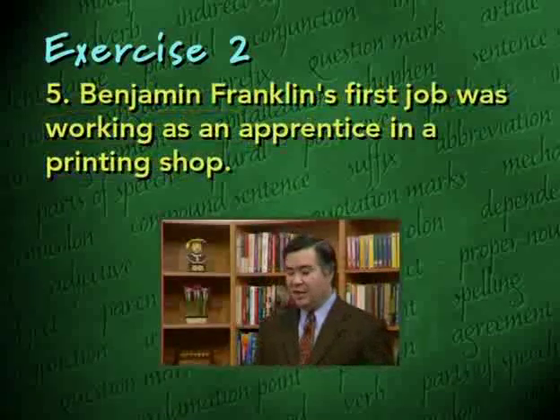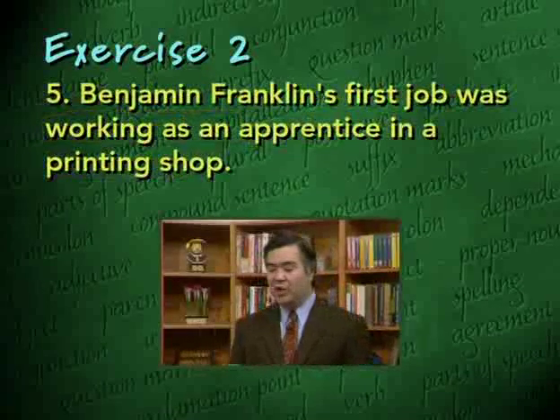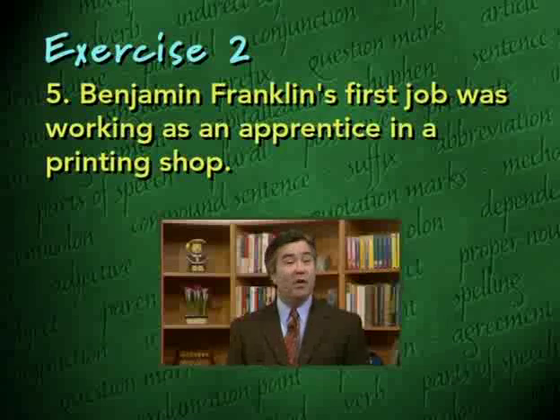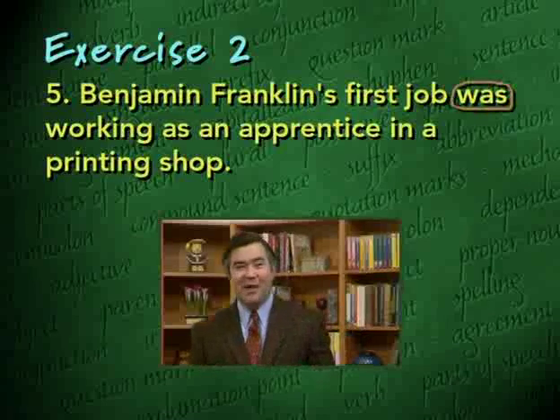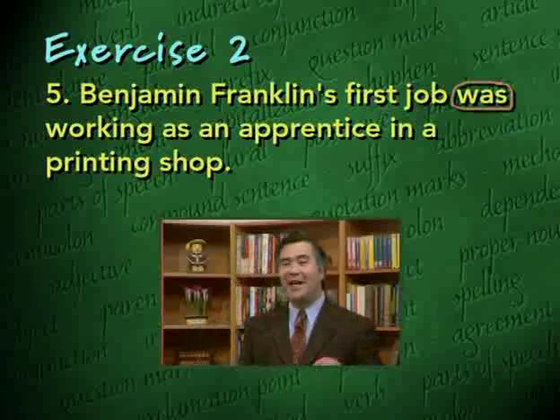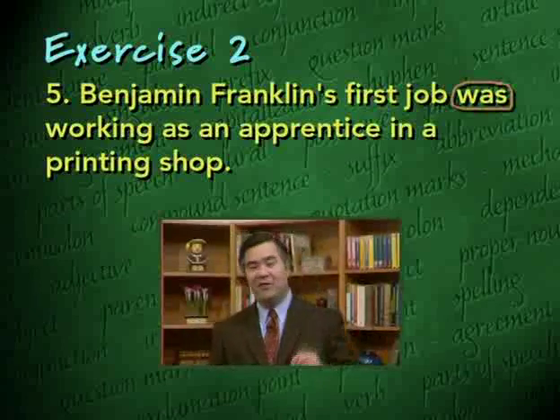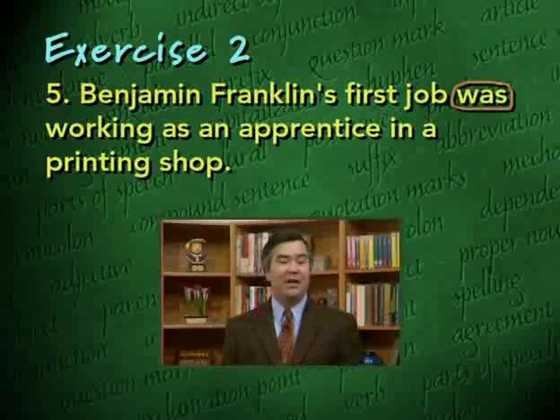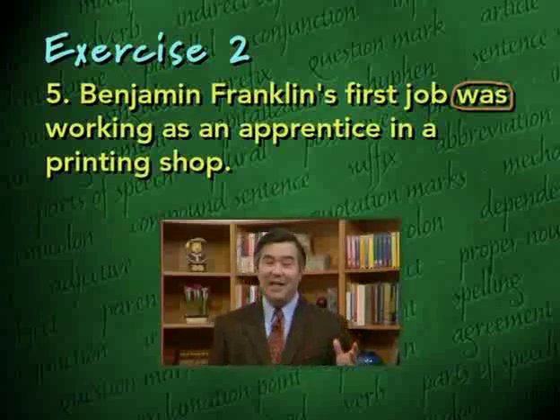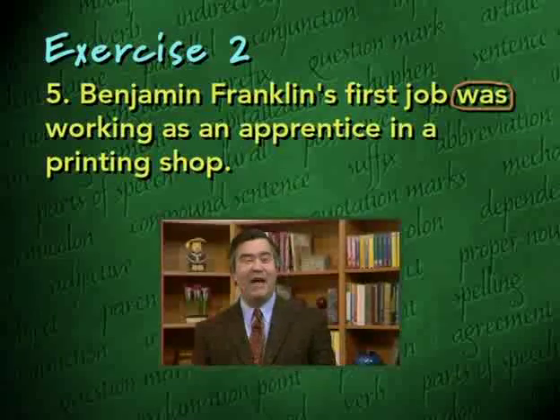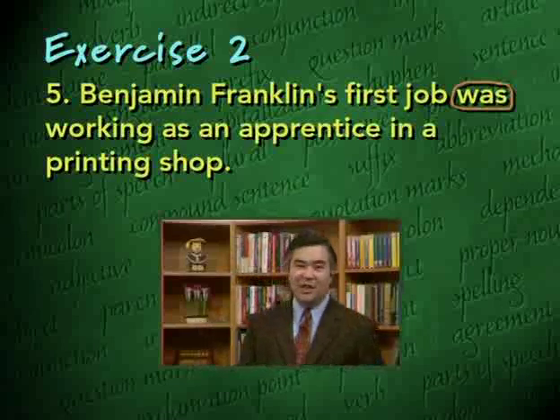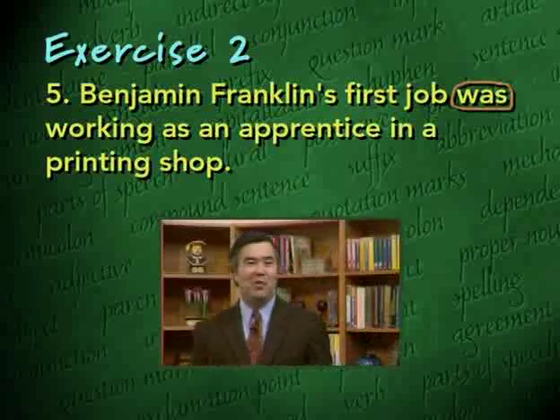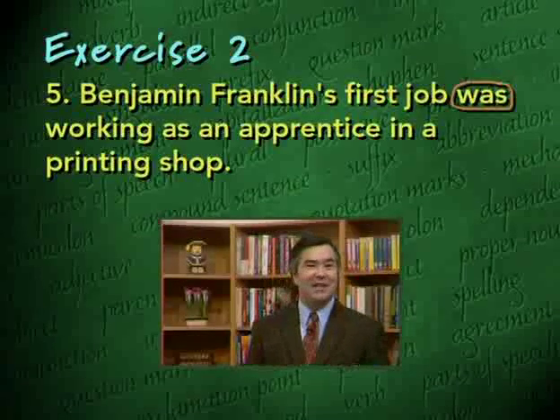Our last example. Benjamin Franklin's first job was working as an apprentice in a printing shop. What's the verb in this sentence? The verb is was. And perhaps you could recognize right away that this is not the kind of verb that has a direct object. Was is a form of the verb to be. And remember, to be is the most common and most important of the linking verbs. To be is naturally a verb of being rather than a verb of action. And remember that only verbs of action can be transitive verbs. Only verbs of action can pass their action along to a direct object. So this particular sentence does not have a direct object.